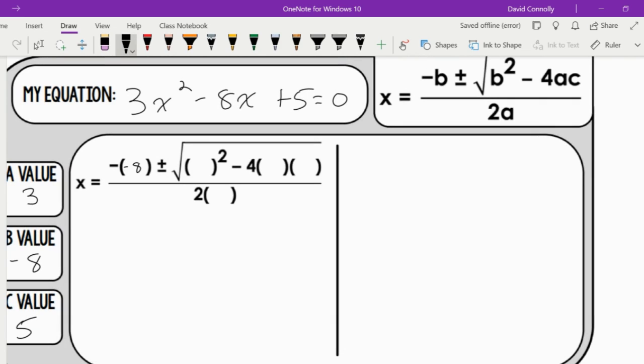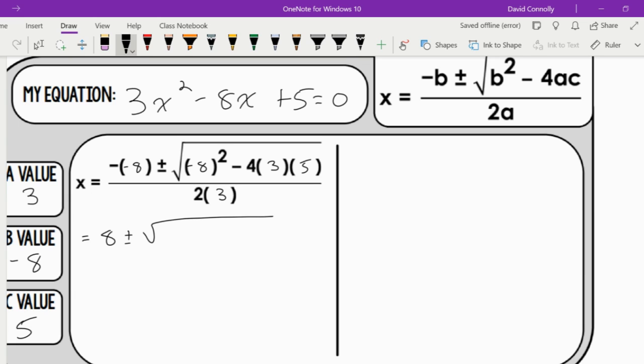Negative 8, negative 8, 3, 5, and 3. And then again, we're going to go ahead and start simplifying, focusing on what is inside the radical. Now, in this one, one thing we want to do is notice that here we have two negatives. Those are going to cancel each other out and become positive. So we have a positive 8 plus or minus.